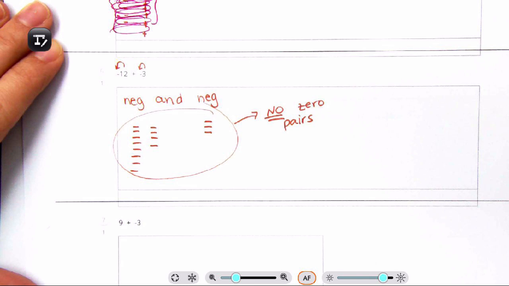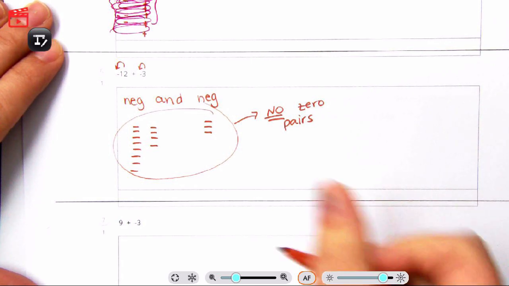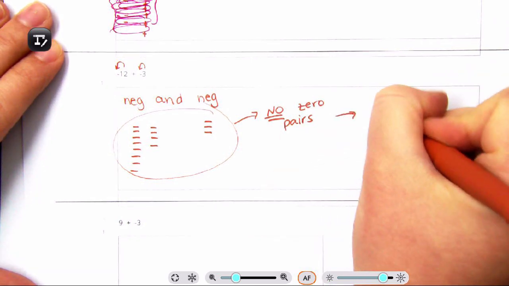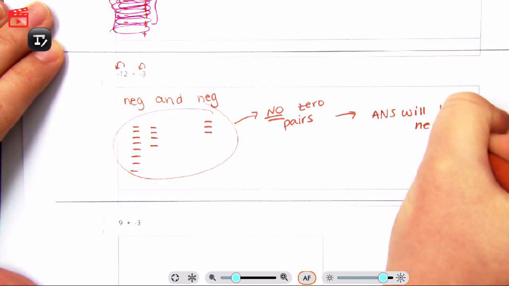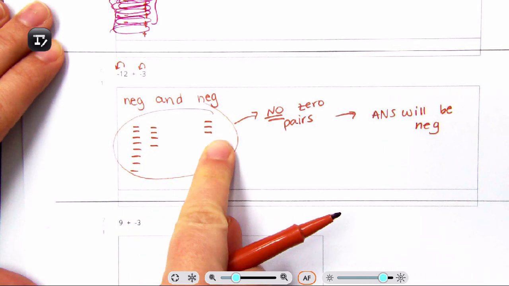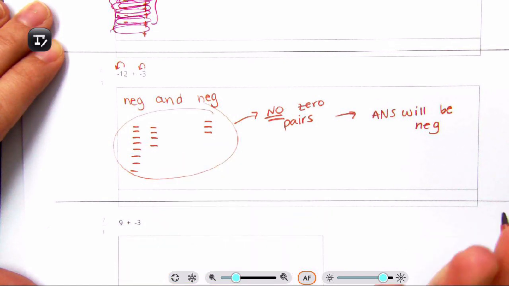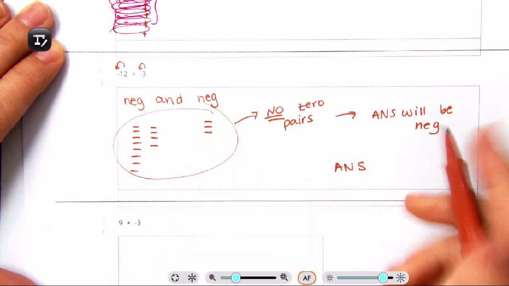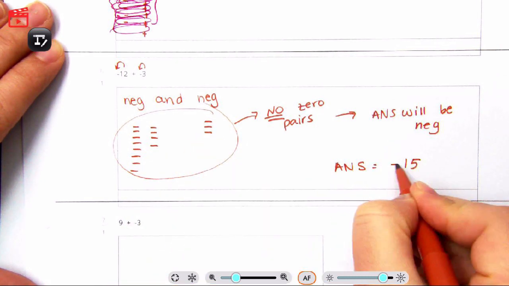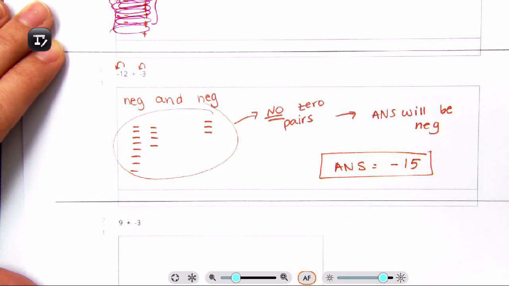Because there's no positives, there's no pluses, that means my answer will be negative. Because I have negatives and more negatives, I'm going to have a negative answer. So how many total negatives do I have? I have 12, 13, 14, 15 negatives.